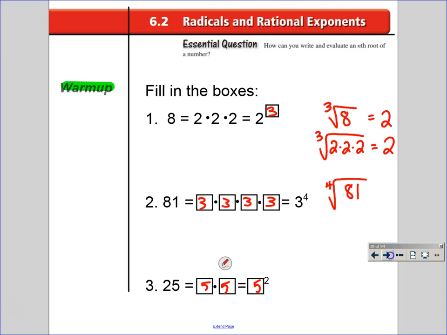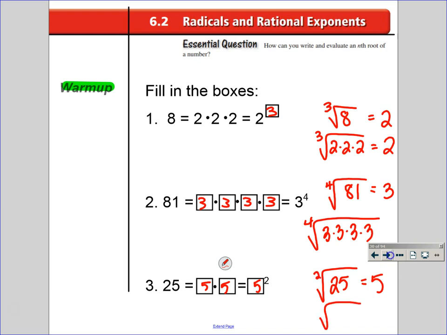So if there's an 81, what would we really want to figure out? That 81 is the same thing as 3 times 3 times 3 times 3. What's the 4th root of 81? 3. Do you see it? And we already did this one. What's the square root of 25? A lot of you knew that it was 5, and you're totally right. But the reason is because there's an understood 2. And what is 25?